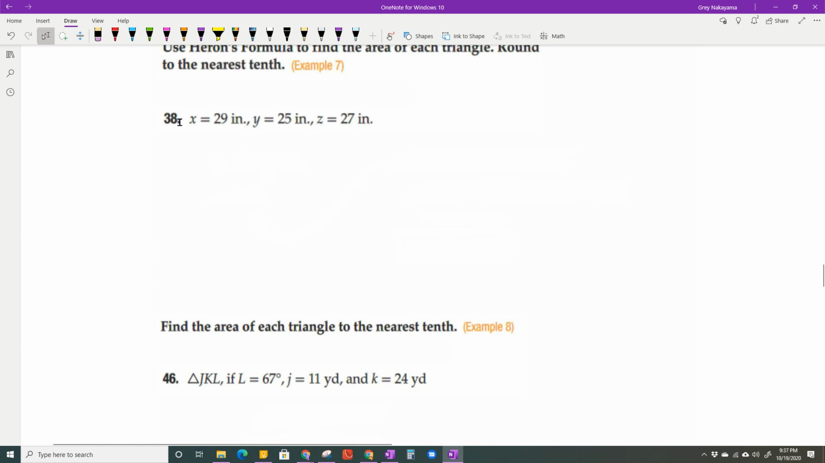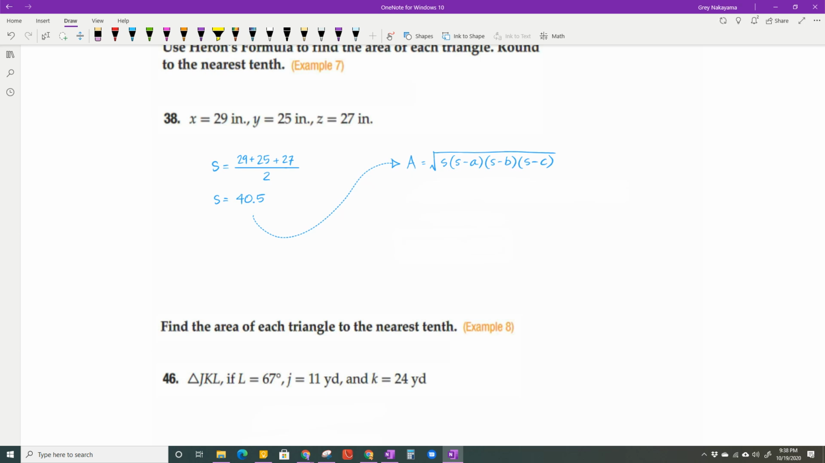So this first one, I have x equals 29 inches, y equals 25 inches, and z equals 27 inches. Okay, find the area of the triangle. The first thing I'm going to do is find the semi-perimeter, which means I'm going to add up all the sides and divide by 2. So those are my sides, divide by 2, and I'm going to get 40.5. And so then I'm going to use my formula and plug in.